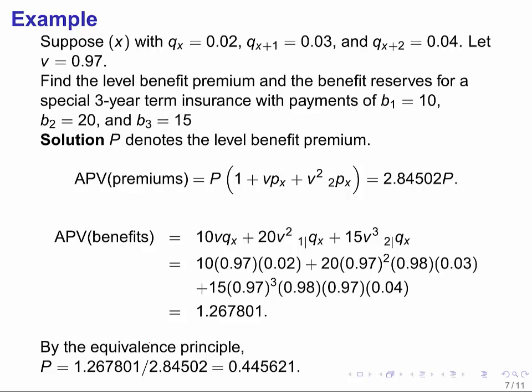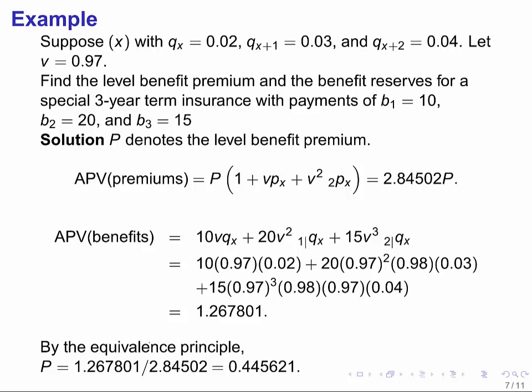Now let's look at a numerical example. So let's consider the following survival model with Q X being 2% and Q X plus 1 equals 3% and Q X plus 2 equals 4%. And we assume that V equals 0.97. Now we need to determine the net premium and also the prospective reserves for this special 3-year term insurance. The benefit amount of this insurance is $10 in the first year, $20 in the second year, and $15 in the third year.